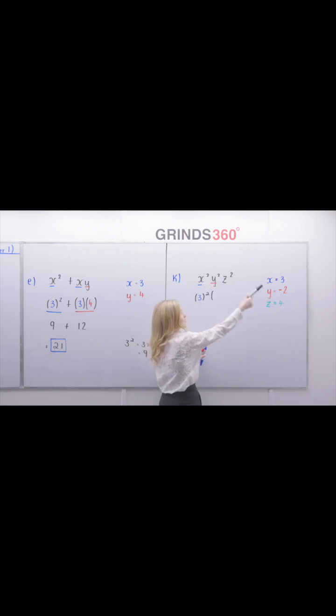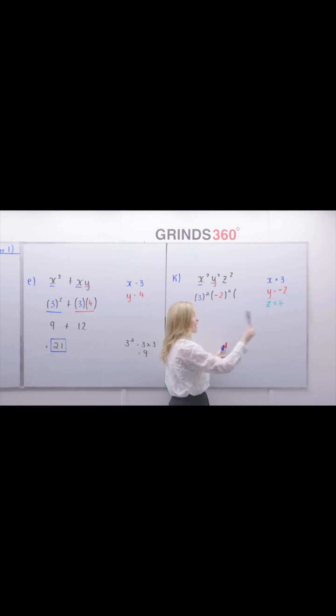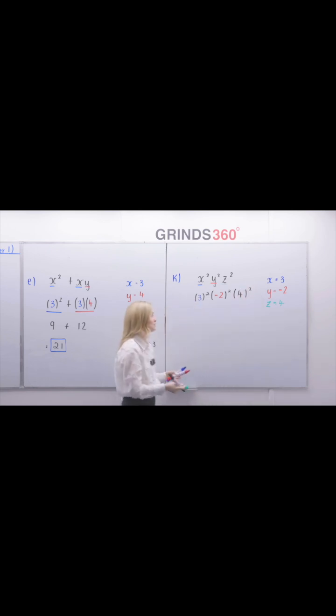Y is next. Y is minus 2, okay? Make sure you have a bracket around that, minus 2, and again, close the bracket. That's to be squared. And finally down here we have z. Z is going to be 4. I'm going to place this in black because the green is quite hard to see on camera. So 4 to be squared. Now for each of these, we're going to square them out separately.